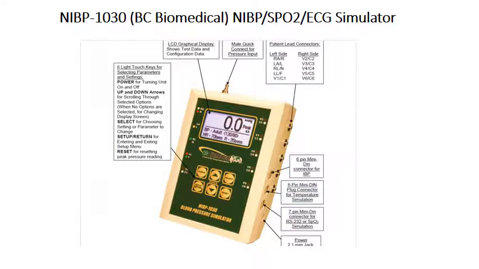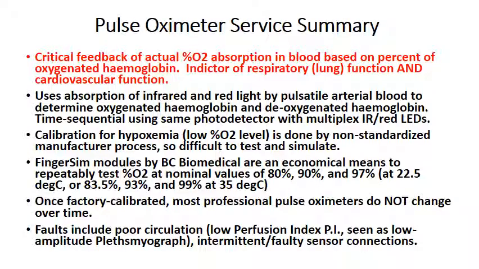So here is a BC Biomedical summary. Pulse oximeter is a critical feedback of the actual percent of oxygen absorption in the blood based on the percent of oxygenated hemoglobin. It uses absorption of infrared and red light by pulsatile arterial blood to determine the ratio of oxygenated hemoglobin to total hemoglobin. It is time sequential using a photodetector, which actually allows it to be impervious to changes over time.